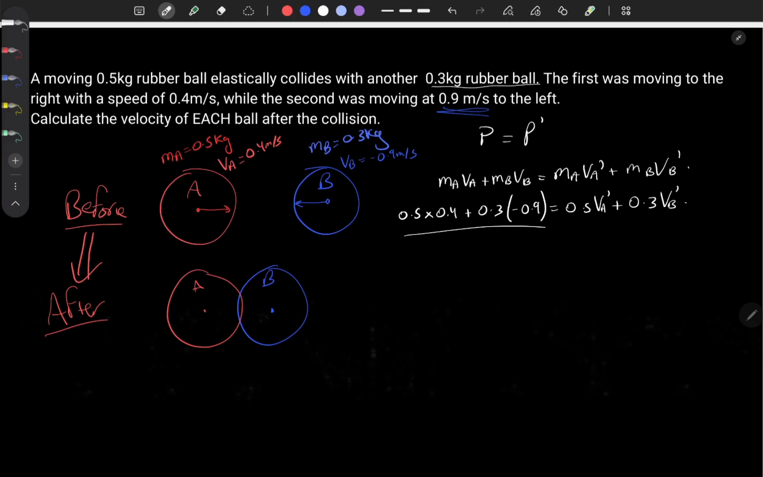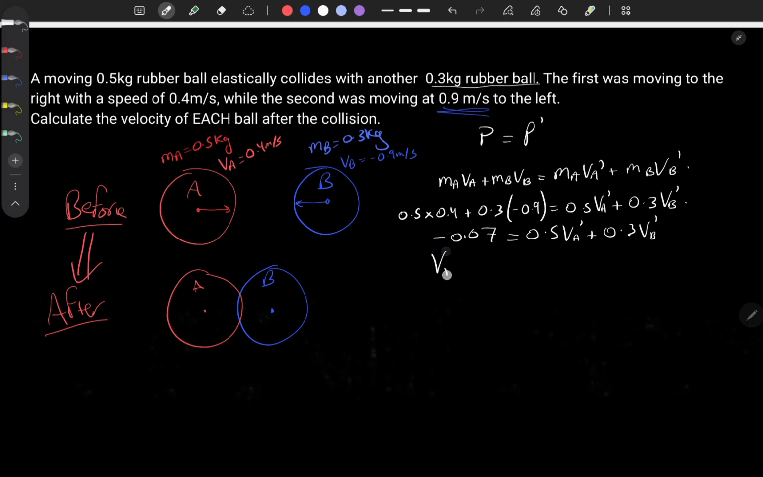So now we're going to simplify this part over here. We're going to get negative 0.07. This is equal to 0.5 VA prime plus 0.3 VB prime. So now what we want to do is write one of these, either VA prime or VB prime, in terms of the other. So we want to isolate either VA or VB. It doesn't really matter which one we choose. But for the sake of simplicity, I'm going to choose VA because all we have to do is multiply by 2 and get rid of the 0.5.